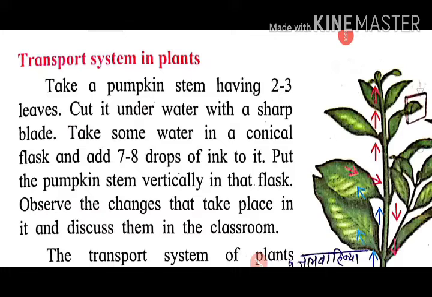If we observe in this activity, what will we see? The water level in that glass or conical flask becomes lower. Where does the water go? If we observe carefully, we can see that water is transported from the stem towards the pumpkin leaves, that is, upward towards the leaves. Okay, then how does it work? Let's see.